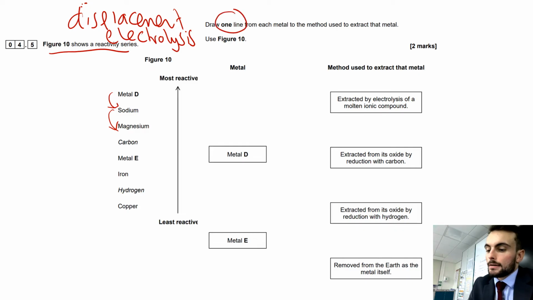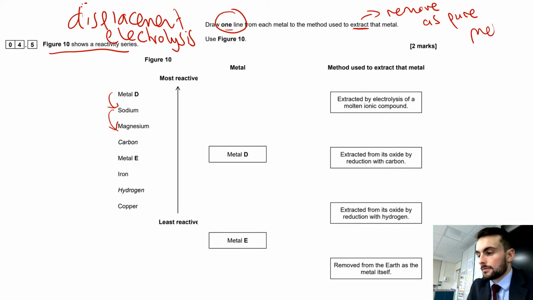Draw one line. I don't know how many times I've seen people not reading this. You simply draw one line from each of the metals. Just because there's 4 options doesn't mean you need to draw a line from each one. So draw one line from each metal to the method used to extract that metal, so basically to remove it as the pure metal. For example, extracting copper from copper sulfate rather than it being in a metal compound.